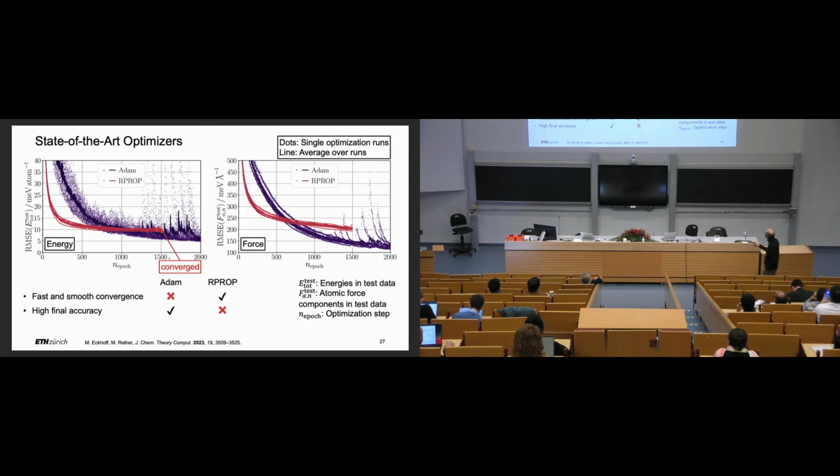Here you see the results for ADAM and RPROP. When you look at RPROP, convergence is fast and smooth, but you get somehow stuck in a local window. The error, measured for the energy and on the right-hand side for the forces, at some point gets stuck and does not go further down. ADAM is much better, but super noisy. So both of them don't work. And this is actually what we figured out when we were trying to optimize our representation of the machine learning potential. Fast and smooth convergence was possible with RPROP, but not with ADAM. High final accuracy we get with ADAM, but not with RPROP.